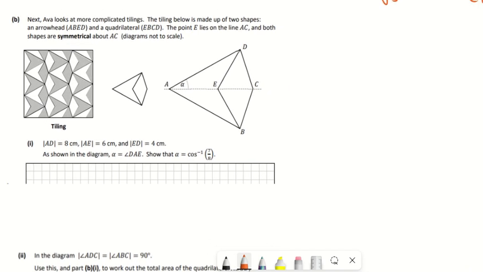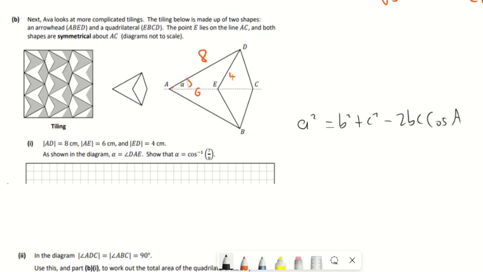Now part B, first part. It says AD is 8, AE is 6, and the other one, ED, is 4. We're just looking at this triangle for this one. You're going to use the cosine rule, and we'll write alpha because alpha is part of it. You've got the 3 sides, and when you're given 3 sides and it's not a right angle triangle, it's the cosine rule: a squared equals b squared plus c squared minus 2bc cos A.